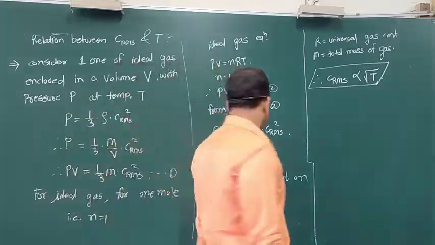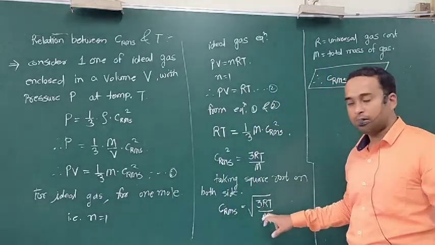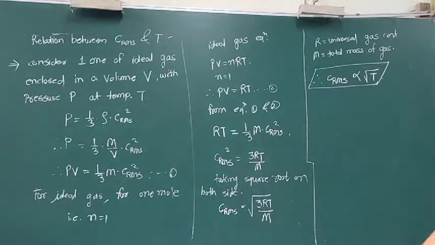Now see, in this equation 3 is a number, so it is also constant. R is the universal gas constant and capital M is the total mass of a gas, this is also constant. Therefore the C RMS velocity is directly proportional to square root of temperature. Okay.